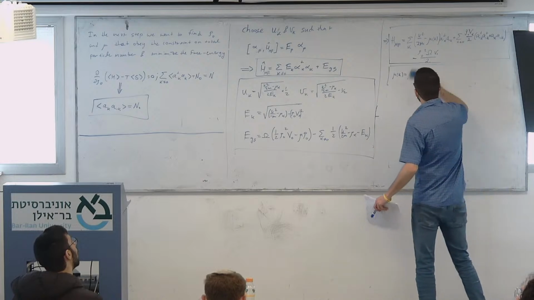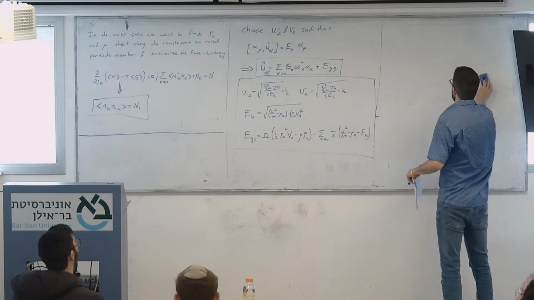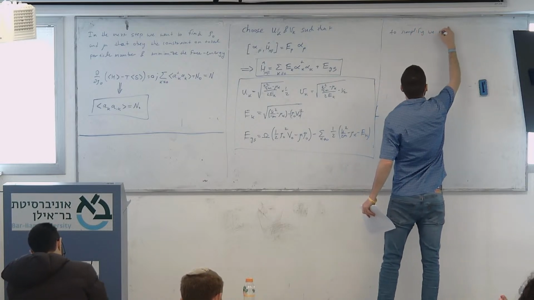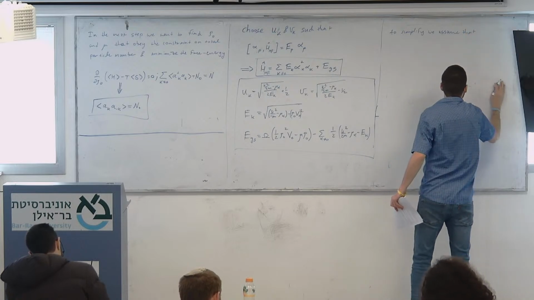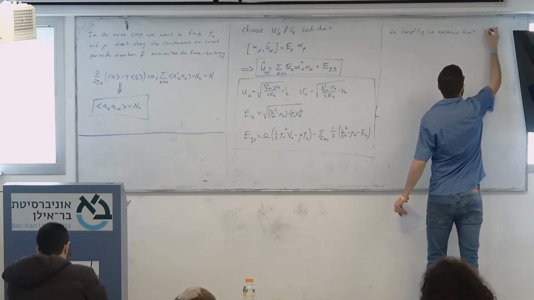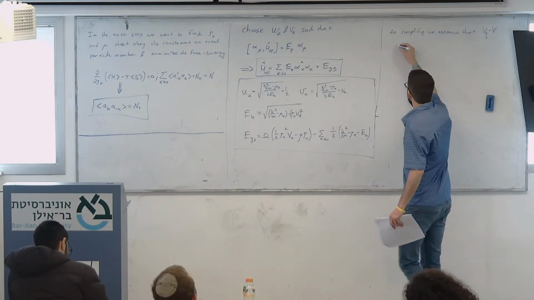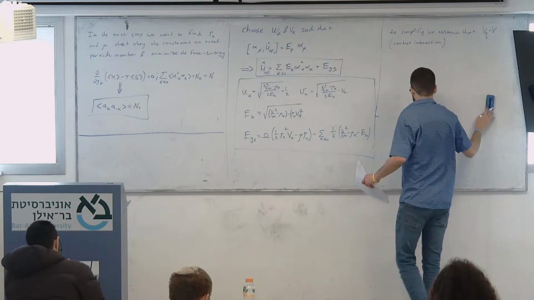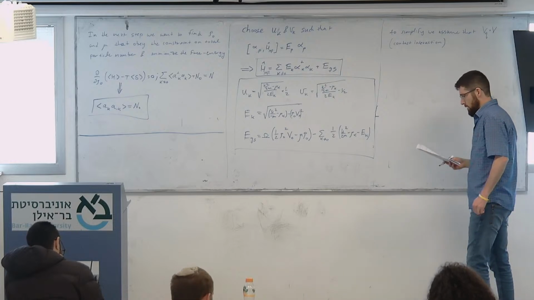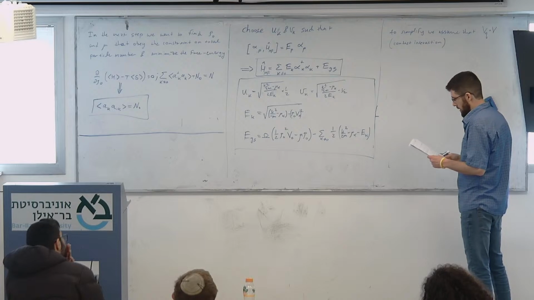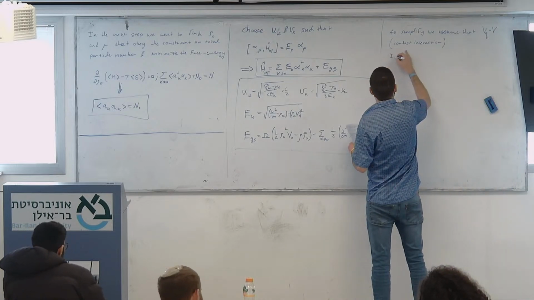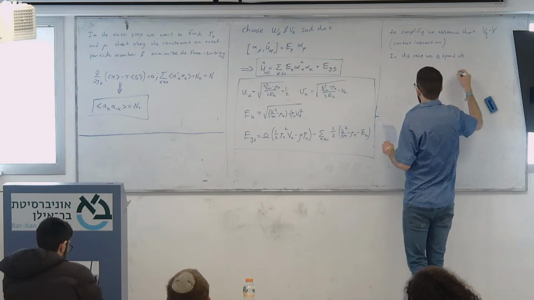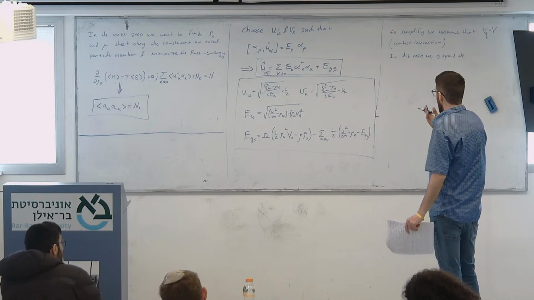So what we're going to do is assume a few simplifications. To simplify, we assume that V of q is equal to V, which means contact interaction. Okay? So in that case, we expand the ground state.